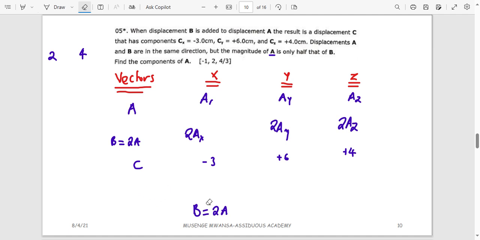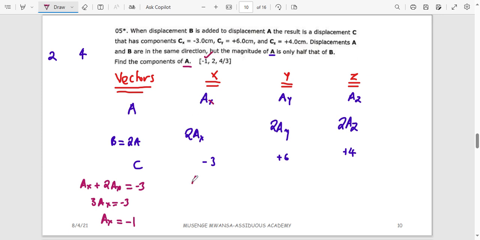So what we can simply do is get the x components and add them together. So Ax plus 2Ax is equal to negative 3. This gives us 3Ax being equal to negative 3. This means that the x component of A is therefore what? Divide both sides, that would be negative 1, isn't it? And the question is, find the components of A. So we have already found the x component, and you can see that's the one there.